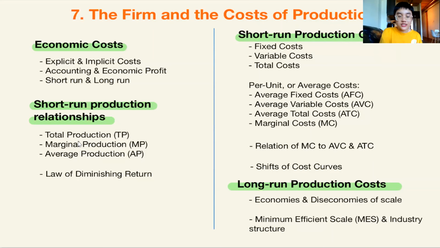Firm and the cost of production. In this chapter, you want to review the economic cost, accounting and economic profit, short run and long run. You may want to review the law of diminishing returns, production graph, cost graph, shapes of cost graph, the relation of marginal cost to average variable cost and average total cost. I highly recommend you to draw the graph and use the formula of them as well as the law of diminishing returns to explain them. By doing that, you would save a lot of time on your final exam.